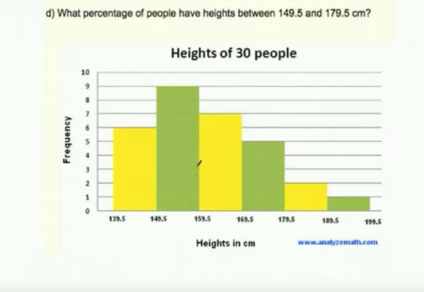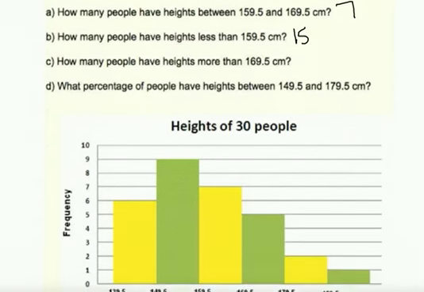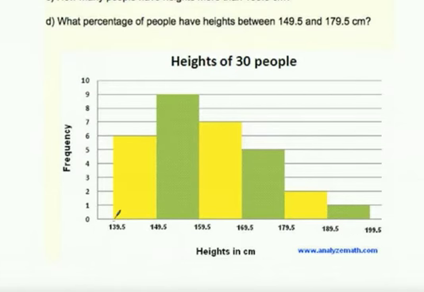So 159.5 is this line right here, this bar, and so that would be 9 and 6 more, that makes 15. C says how many people have heights more than 169.5? So this is 139.5. Anything from 139.5 to 149.5. This starts 149.5 to 159.5.